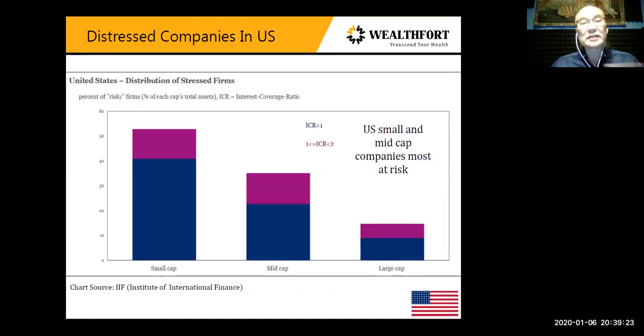So if you look at it, distressed companies in the US, most of them are in the small cap companies. Even the mid cap also have some risk. Large cap, of course, they are much safer. So small cap, I read an article previously that states that about 63%, if I'm not wrong, of the Russell 2000 companies are unprofitable, which means that they are facing losses.